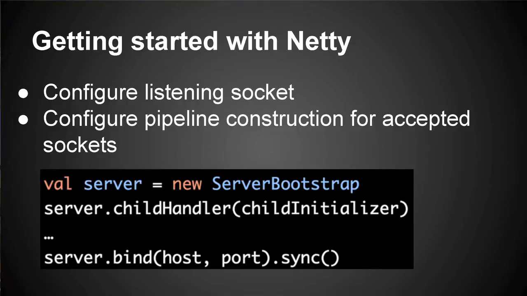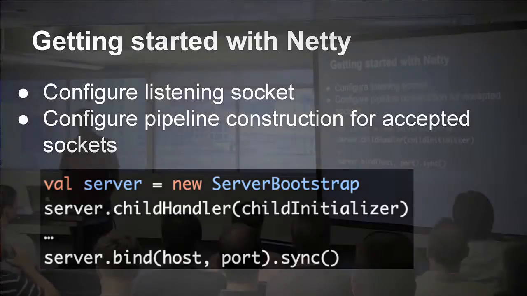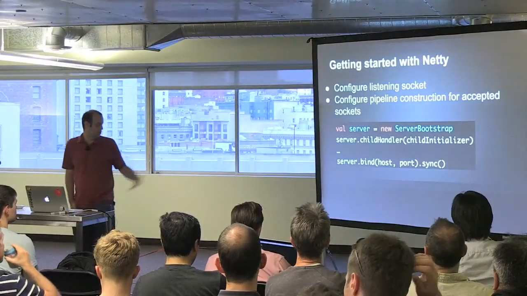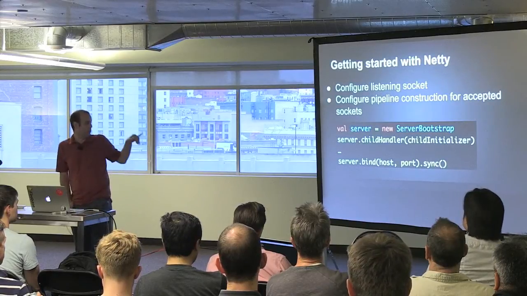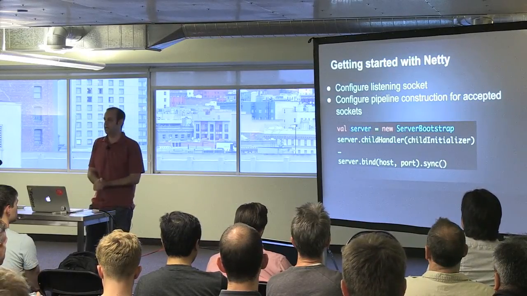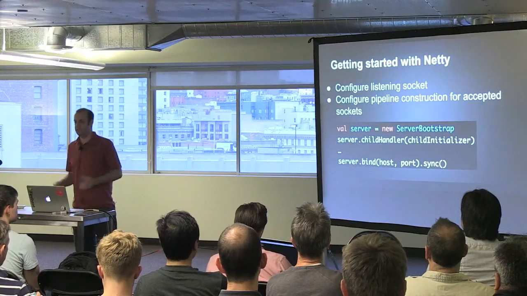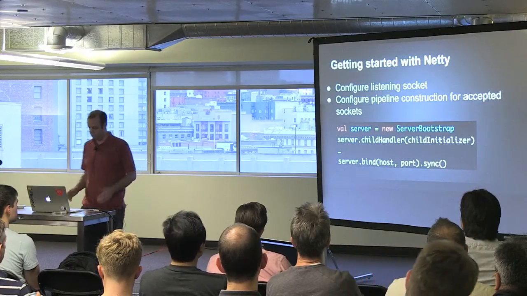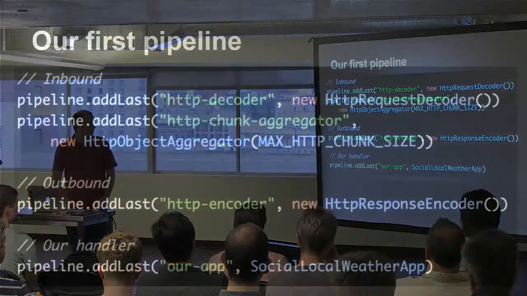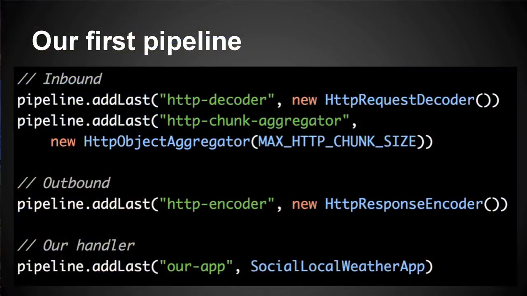All right, configuring Netty. Some of this is going to look a little bit familiar to those of you that have done socket programming before. We're just binding to a host and port. The interesting part is the child handler, where we're saying any accepted connections, use this thing to configure the pipeline for that connection. And this is what the pipeline configuration looks like.